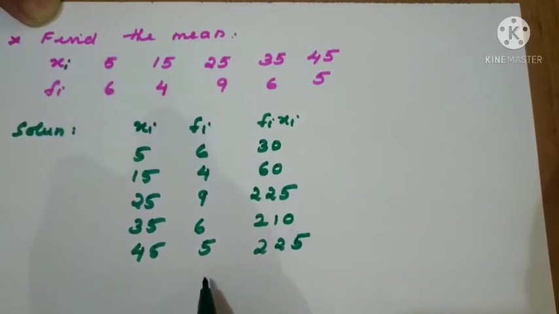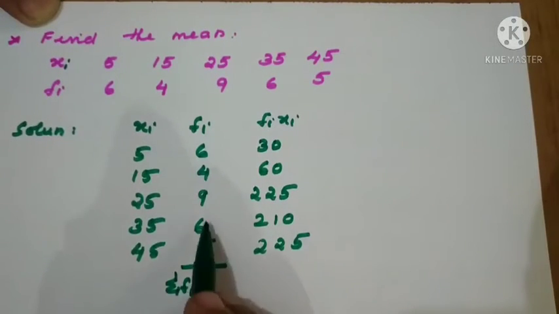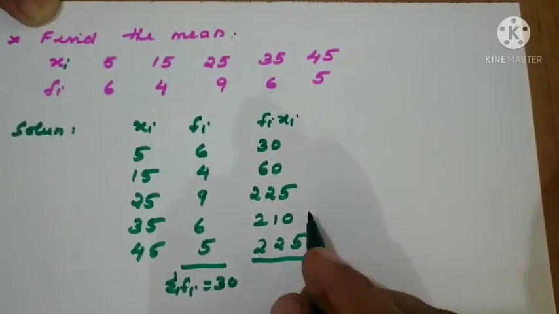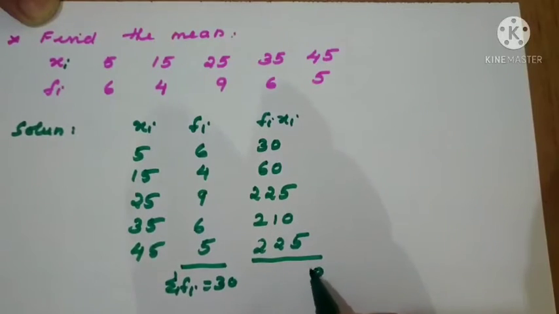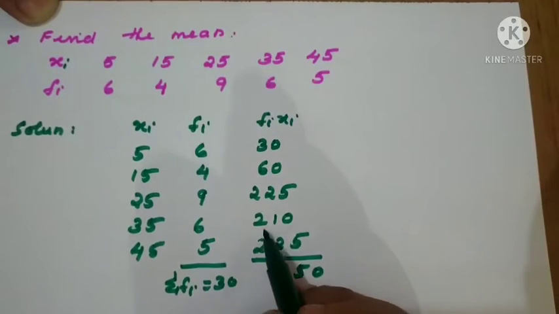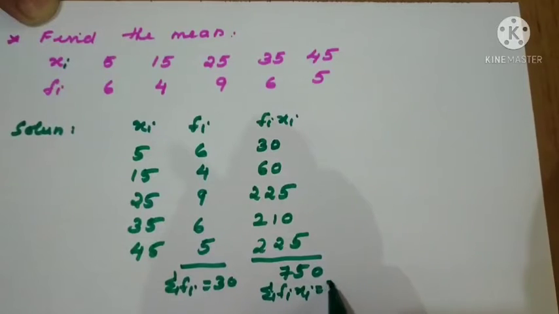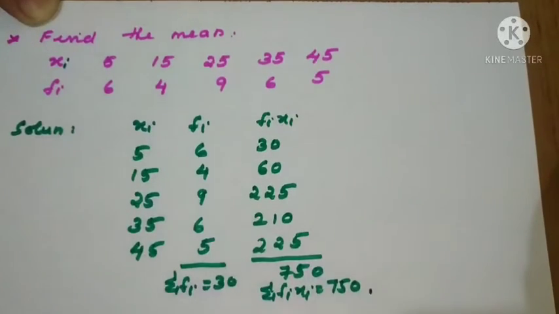What is the next step? Summation of frequency, sigma Fi, 30 you will get when we are adding. Similarly, 10, 14 plus 150, balance 3, 5, 7 we will get. So 750. That means sigma Fi Xi equal to 750.